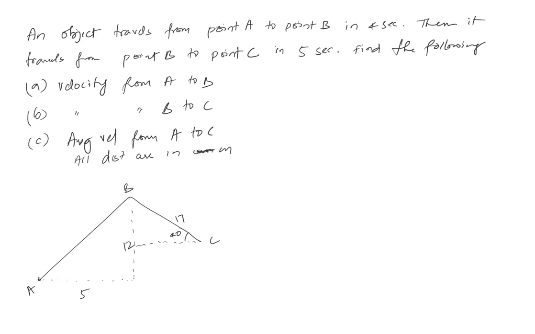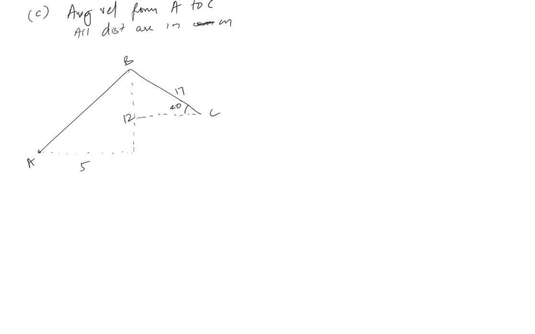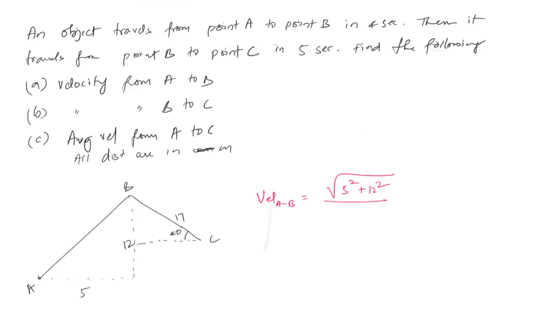So first is velocity from A to B. Which is straightforward. Velocity from A to B is just that distance A to B, or the displacement, you can say, or distance. In this case it's the same, it's a straight line going from A to B, divided by the time. So velocity A to B is equal to, what's that distance? That is square root of 5 squared plus 12 squared, divided by what's the time?